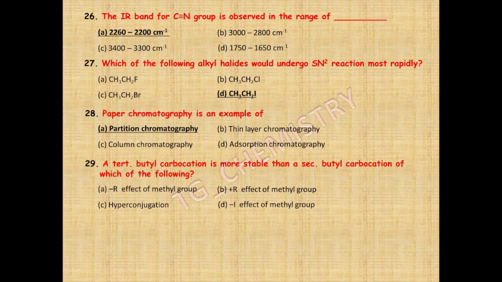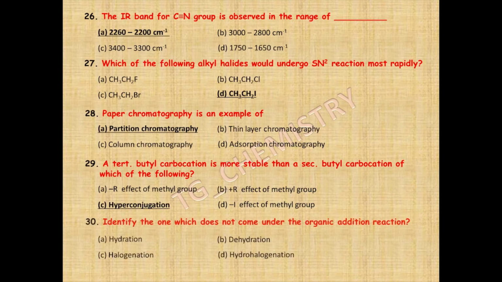Next is, a tertiary butyl carbocation is more stable than a secondary butyl carbocation because of which of the following? Options are A minus R effect of methyl group, option B plus R effect of methyl group, option C hyperconjugation effect, option D minus I effect of methyl group. Now with the options we understand that hyperconjugation is going to be the right answer. So option C is the right answer to this question.